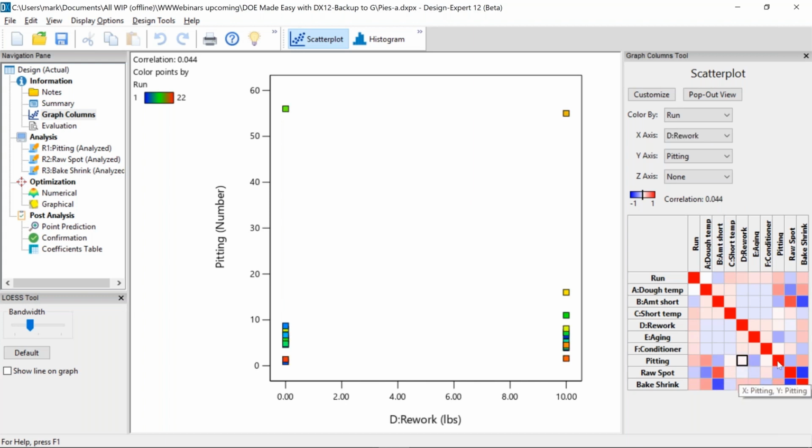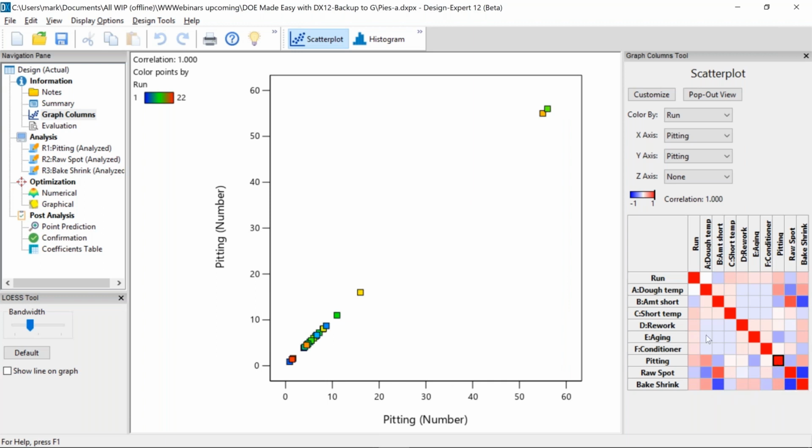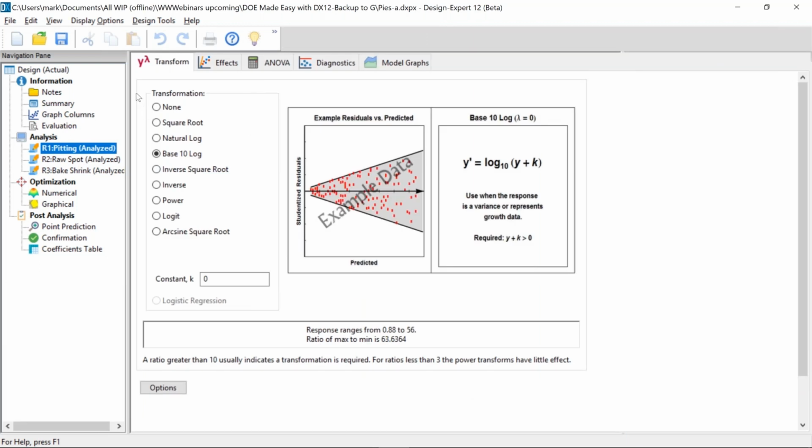Okay, and then if we look at the pitting versus the pitting, of course, that's a total 100% correlation positive, so that's the dark red. And then the factors themselves in a standard design would show no correlation, but because this is a minimum run design, it gets a little bit more complicated. So without further belaboring of the graphs, let's just go right to the analysis.